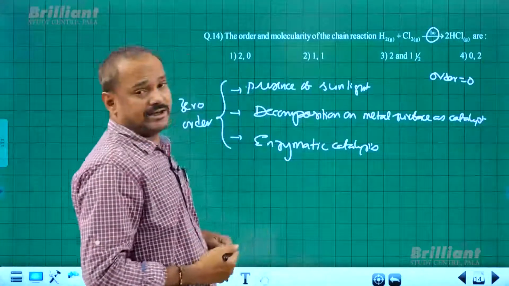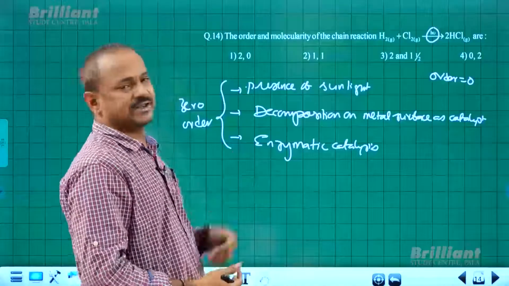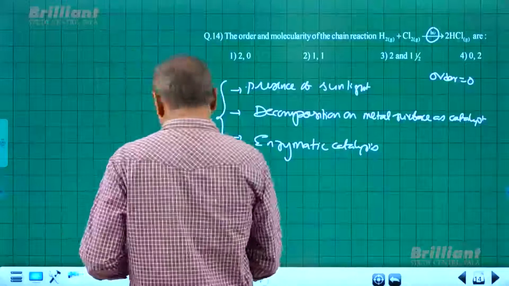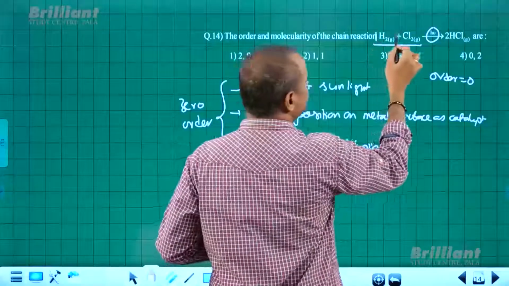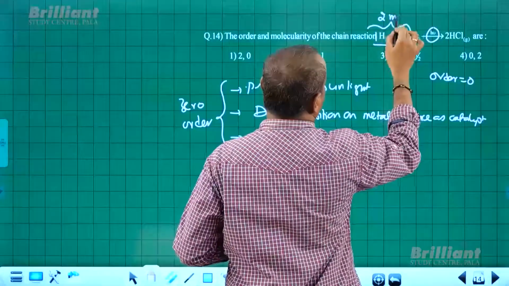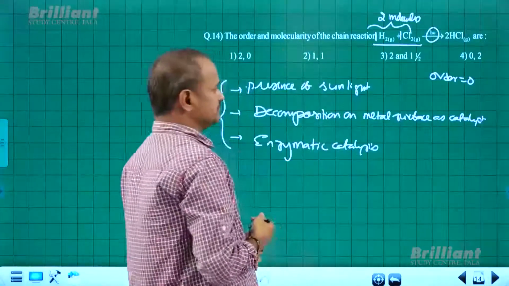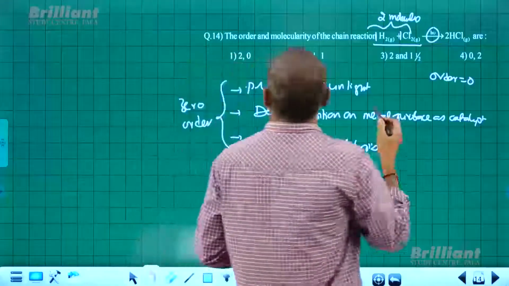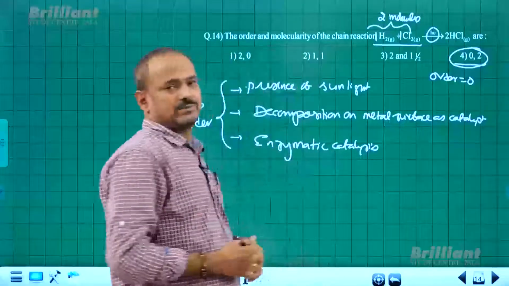But molecularity is the number of molecules present in the elementary step. The given step is taken as an elementary step because the mechanism is not given here. Elementary step contains 1 plus 1, 2 molecules. Therefore, molecularity equals 2. Order 0, molecularity 2. Answer 0, 2.